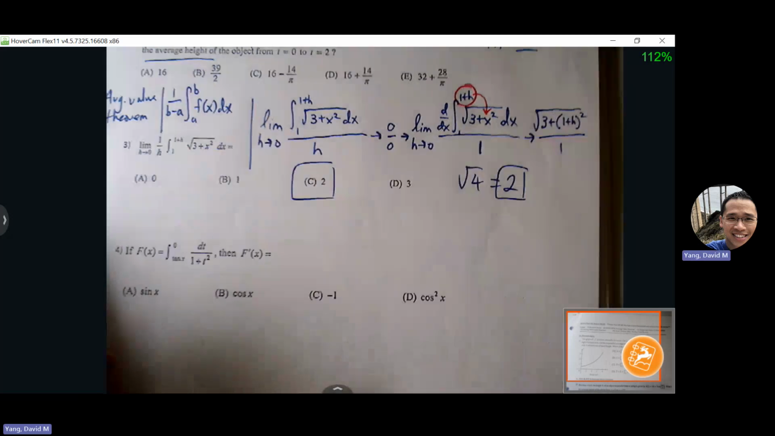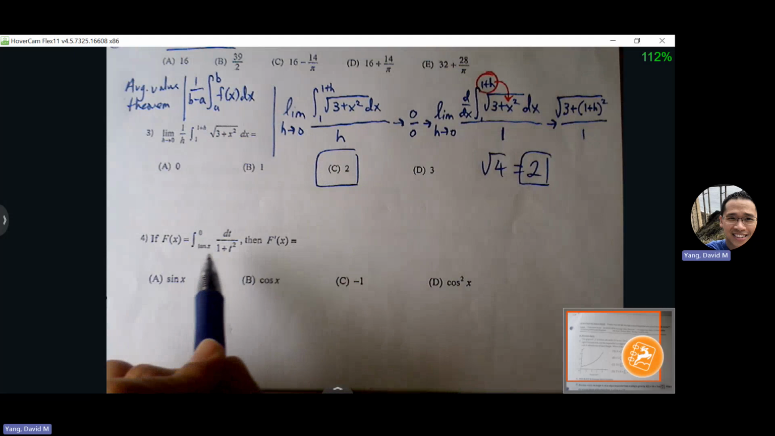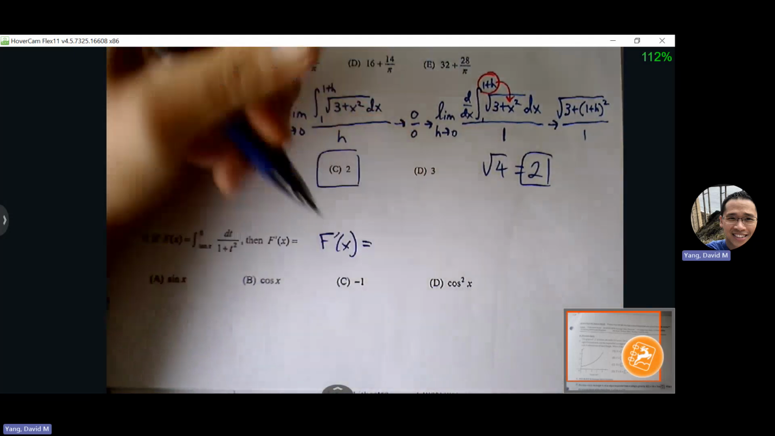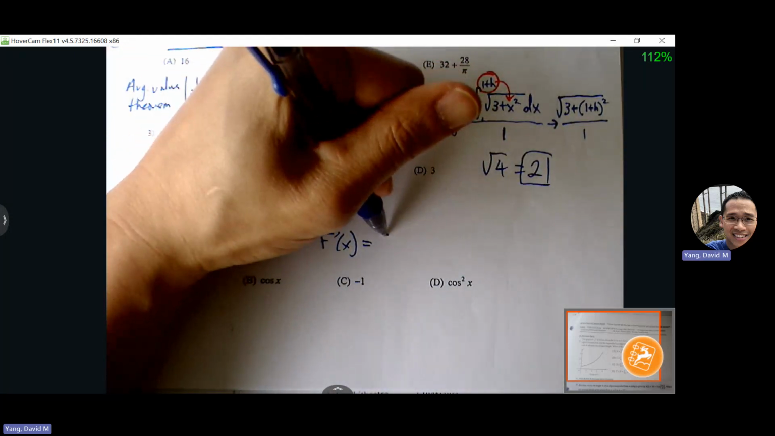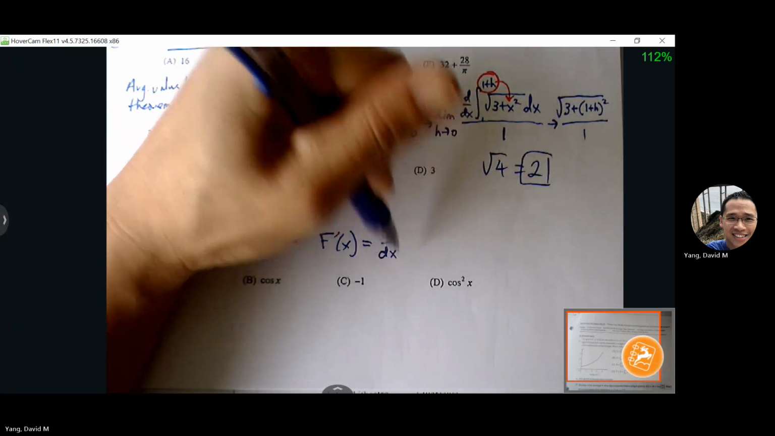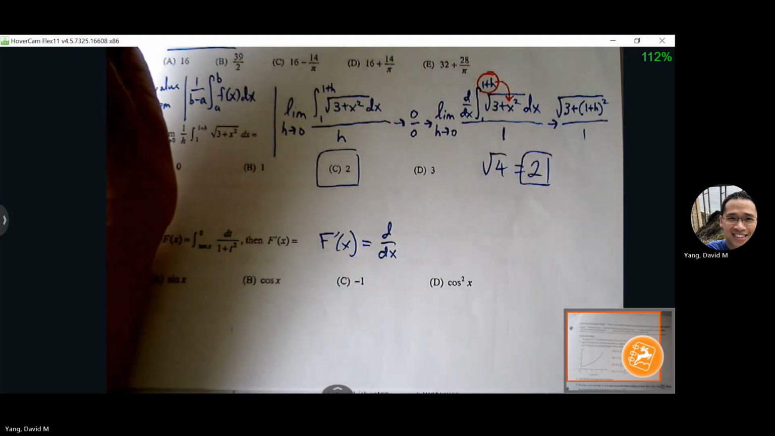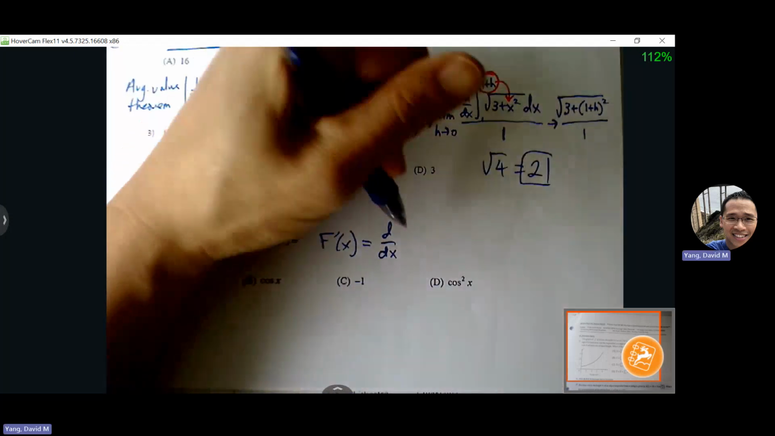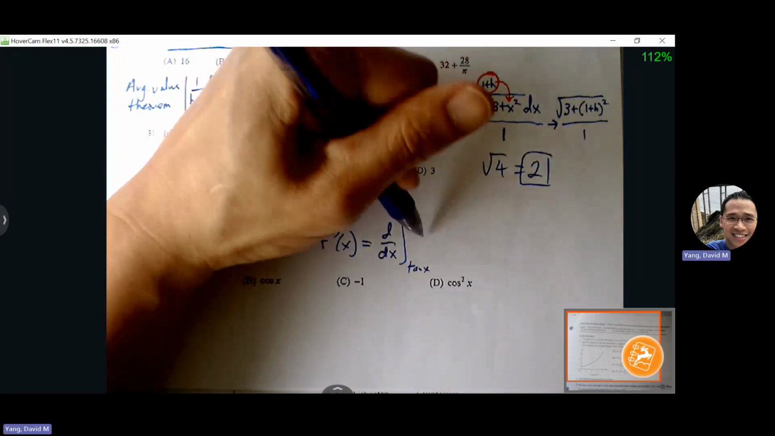Okay, number 4. If uppercase F of x equals this, find the derivative. So again, this is kind of asking us to apply the second theorem, right? I want to write out what I'm about to do here. I want to find the derivative, d over dx, of the integral from tangent of x to 0.